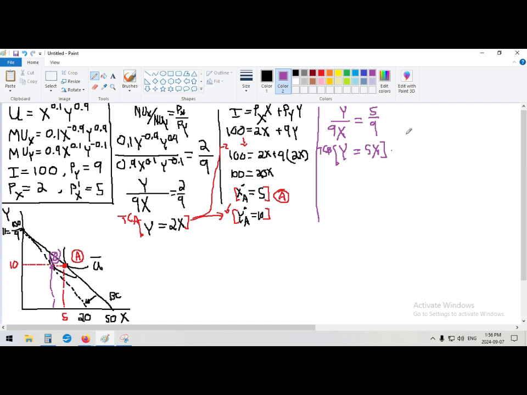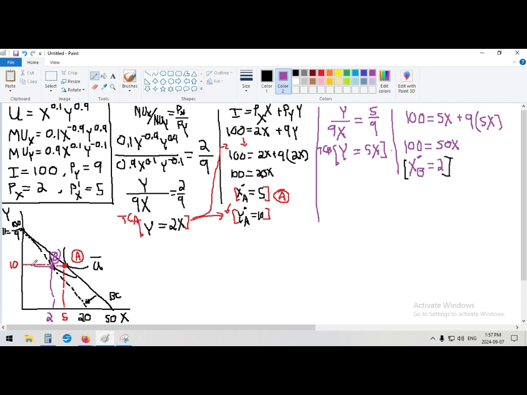And then let's plug that into the budget constraint. The budget constraint has the same income, so I'll have 100, and that's going to equal the new price of x, which is 5, plus 9 for y, and then let's plug in the y here for the 5x. So we have 100 equals 5x plus 45x, that's 50x. So the x star B at the second point is going to be 2. Going over to the graph, this point here is going to be 2.